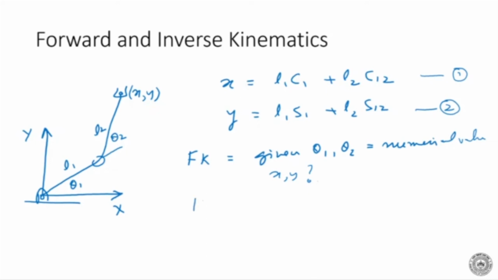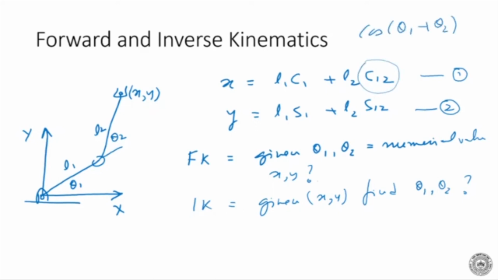Whereas in inverse kinematics, that is IK, what we are given is xy of the end effector, and we have to find theta 1 and theta 2. This is a little bit more involved. Why? Because you can see that the way these terms appear, it is cos (theta 1 plus theta 2), so we cannot directly solve. And also there is the question of multiple solutions, so there are multiple solutions which are possible.